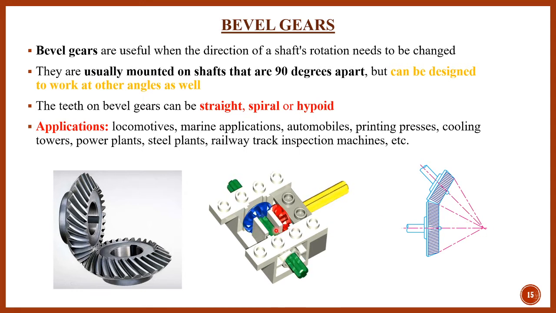You will find these gears come into the category of intersecting shafts. If you consider their axes, these two axes are non-parallel but intersecting. These two axes are not parallel to each other, but they intersect at a common point. That's why, to transmit power between intersecting shafts, we need to use these bevel gears. Their applications you will find in marine applications, automobiles, printing presses, cooling towers. Everywhere you will find the application of these bevel gears.